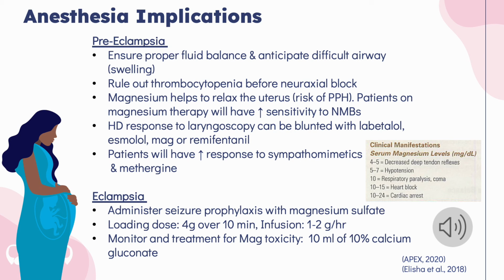So for preeclampsia, it's important to ensure proper fluid balance. Even though these patients are hypertensive, they do have leaky vasculature, and also anticipate a difficult airway due to swelling. You need to be ruling out thrombocytopenia before a neuraxial block. MAG also helps to relax the uterus, but at the risk of postpartum hemorrhage, so it's important to remember that.